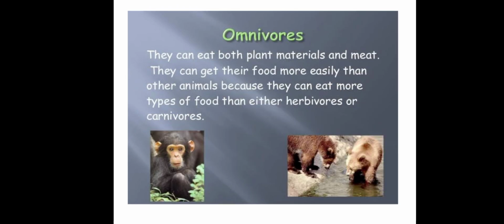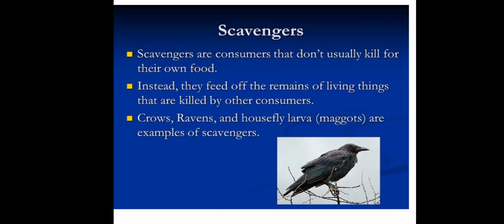Next we have omnivores. They can eat both plant materials and meat. They can get their food more easily than other animals because they can eat more types of food than either herbivores or carnivores. Examples are monkey, chimpanzee, or bears.